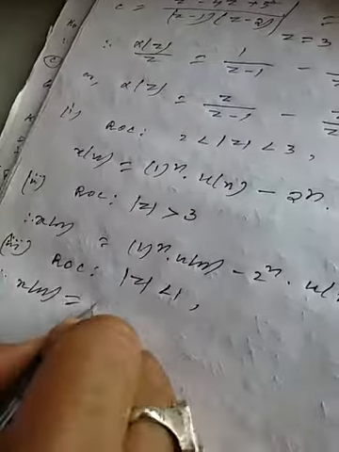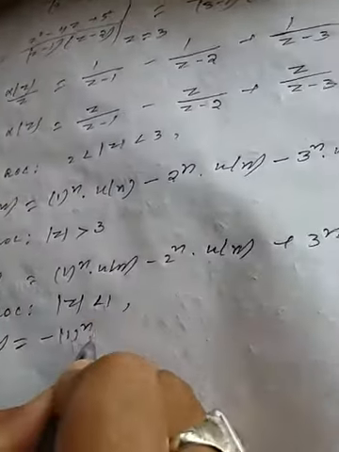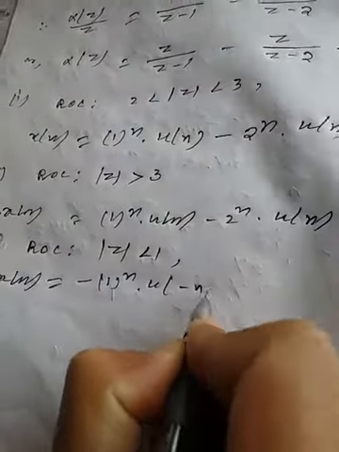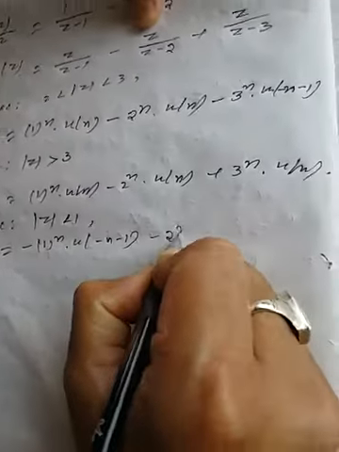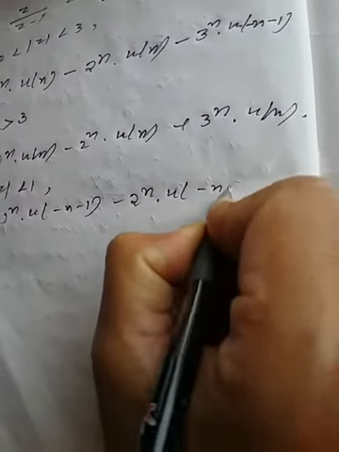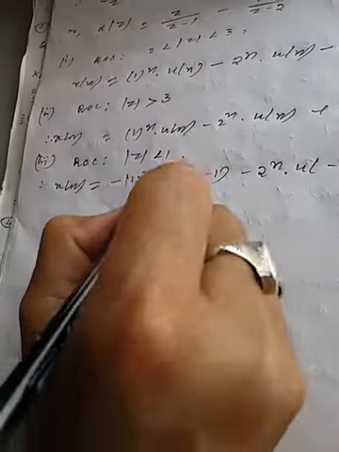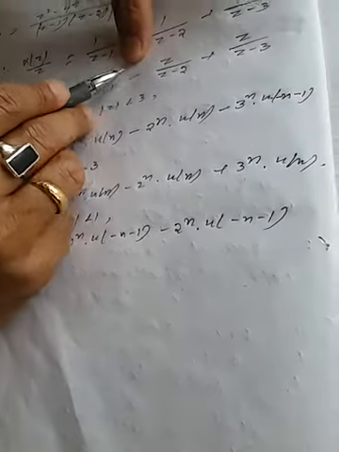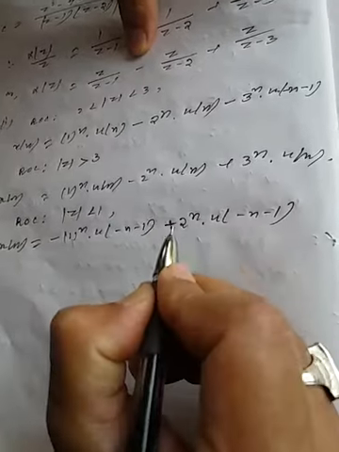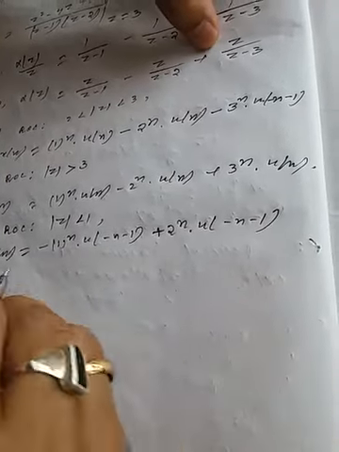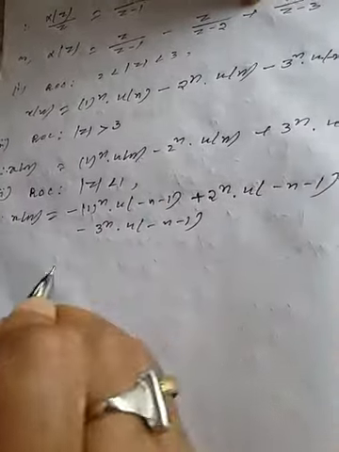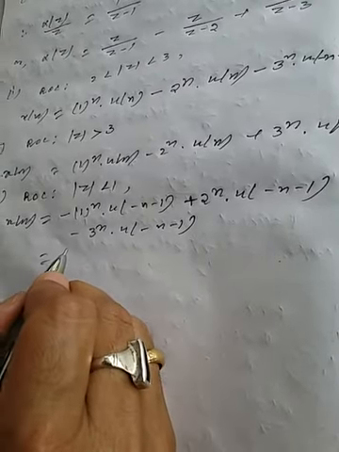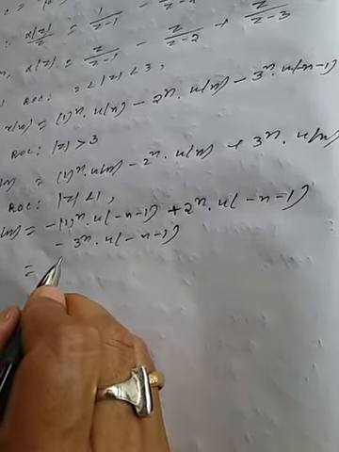So in that case, x[n] will be written in this format: minus 1 to the power n into u of minus n minus 1. Now for this portion, minus 2 to the power n u of minus n minus 1, and for this portion, oh sorry, there is a minus sign here, so minus minus becomes plus. It becomes 3 to the power n into u of minus n minus 1, right? So it can be written this way.